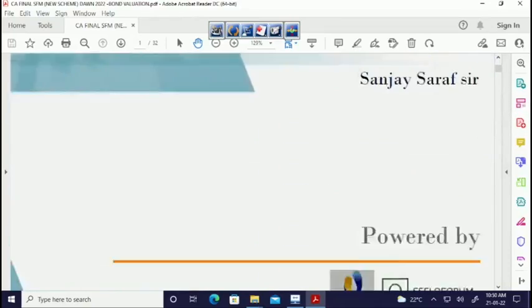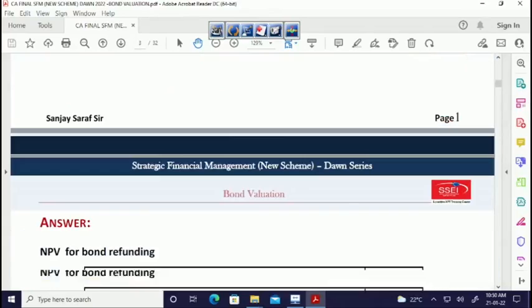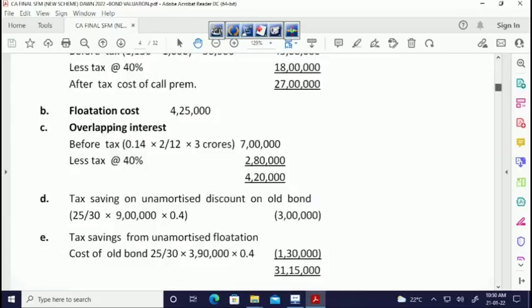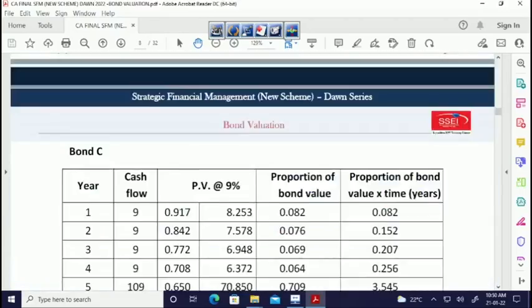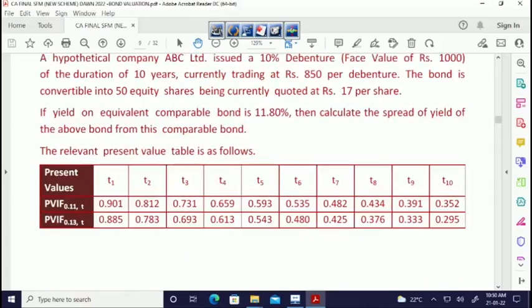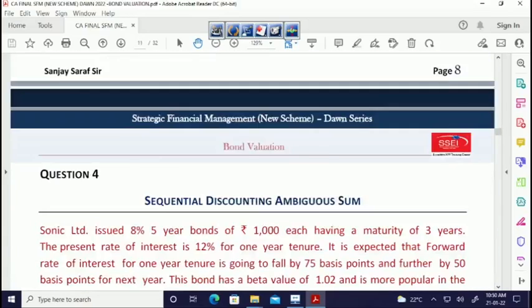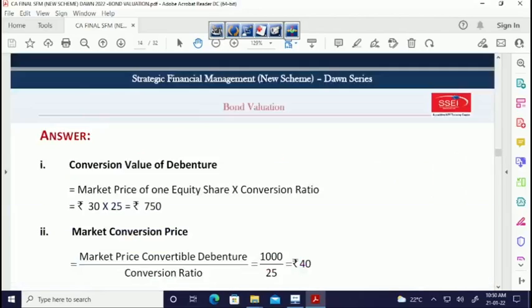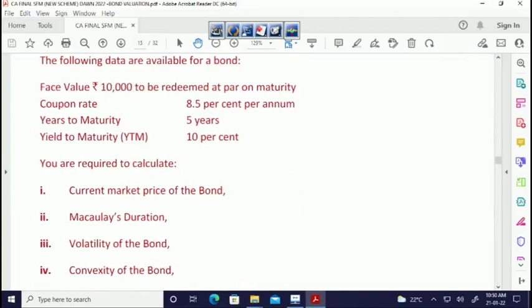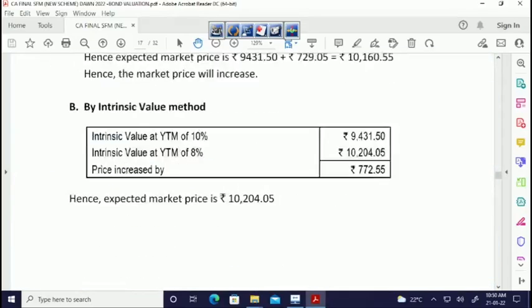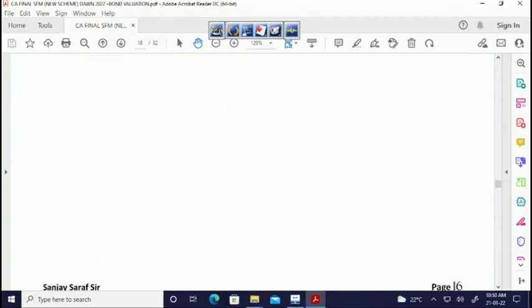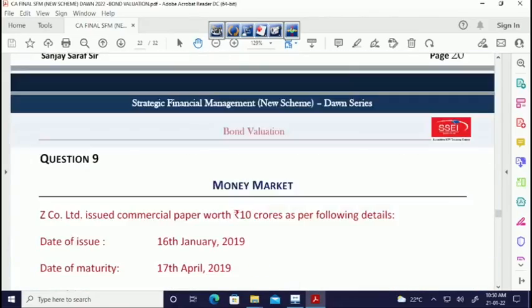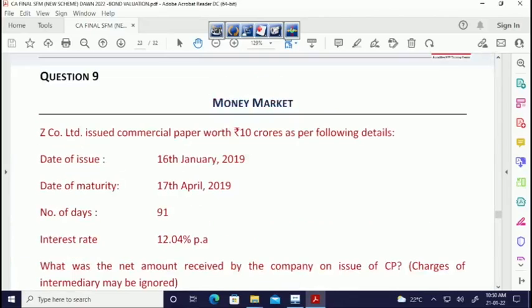This is the PDF sheet that we have for bond section, and there are 12 questions I have taken. I have not tried to do it like Forex, say 40 questions, because obviously the importance of a topic depends upon how important it is for the exam, and that way we have to adjust. So I am going to that money market sum. Question number 9. In our PDF, question number 9 is on money market.